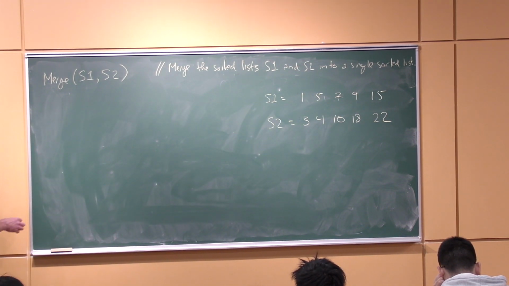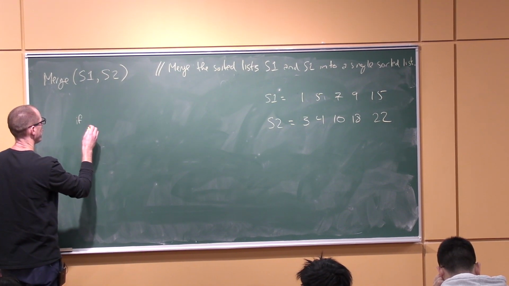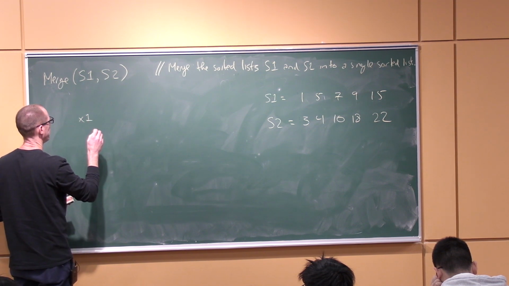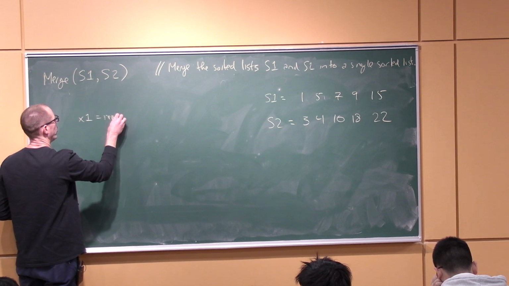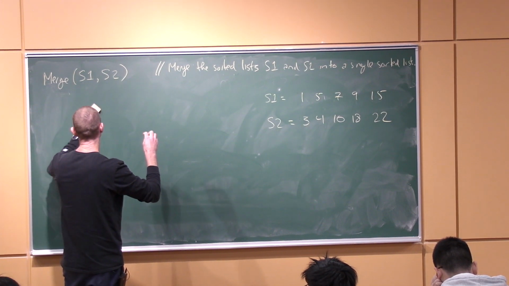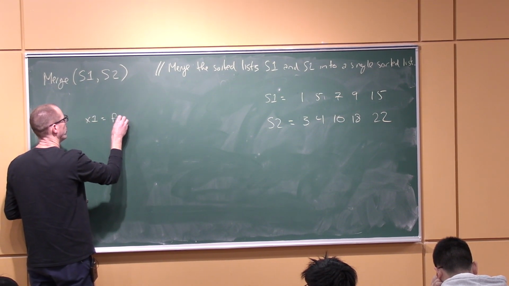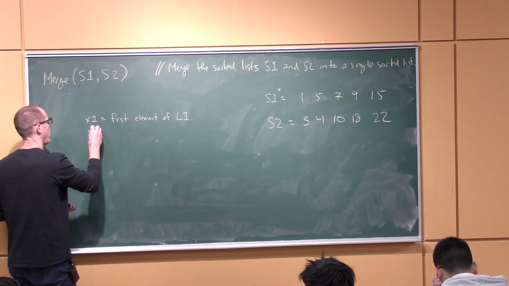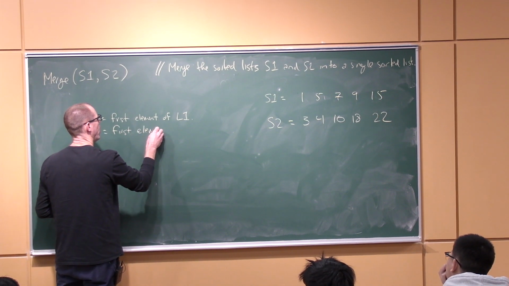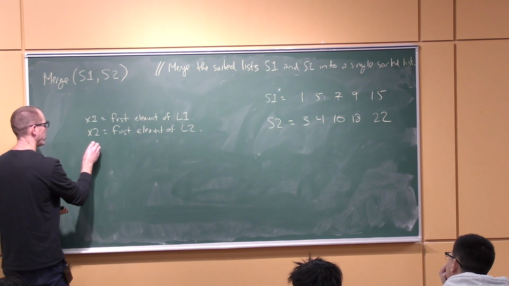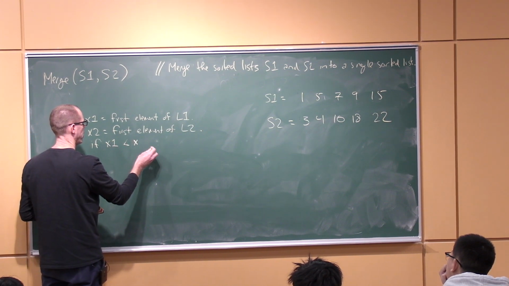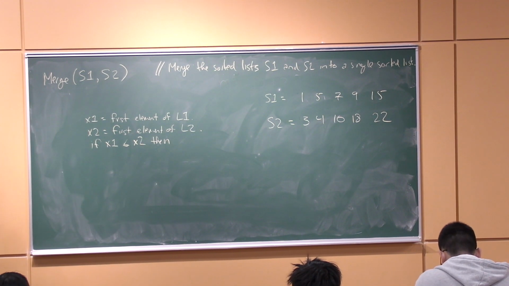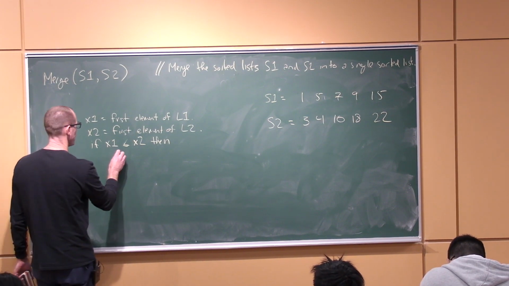Okay, so somehow in this code we're going to have something like, well, let's say x1 is equal to the first element of L1, x2 is equal to the first element of L2, and something like if x1 is smaller than or equal to x2, then, so let's say that the sorted list that we're going to create at the end of this is some list S.